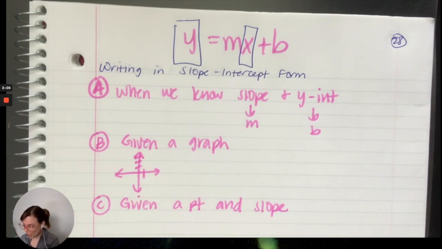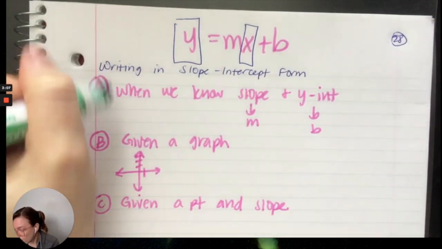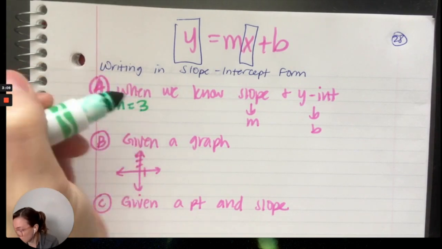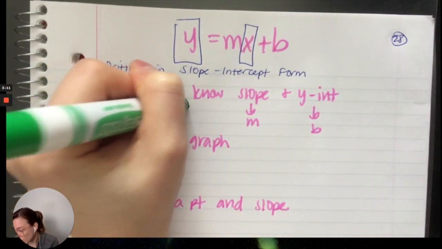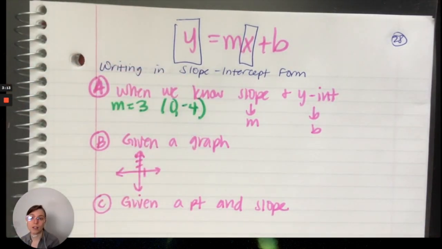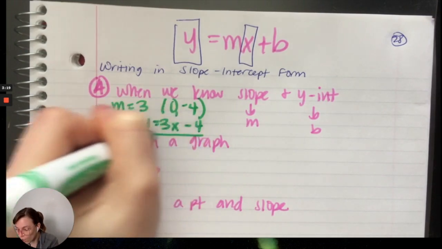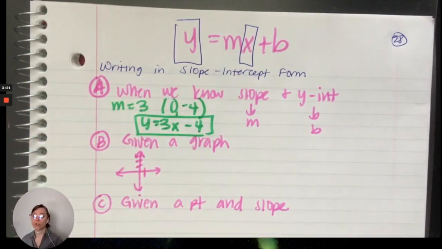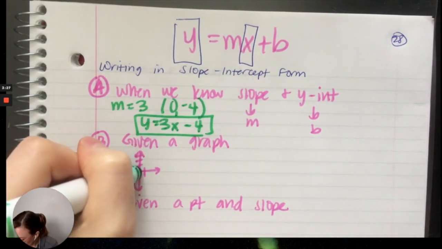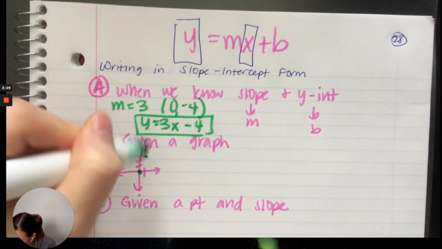So, if we know that our slope is 3 and the point (0, -4) is on the line, then I simply substitute them in. I'm going to have y = 3x - 4. That is my equation. So if you know the slope and the y-intercept, you just plug them in and you're golden.